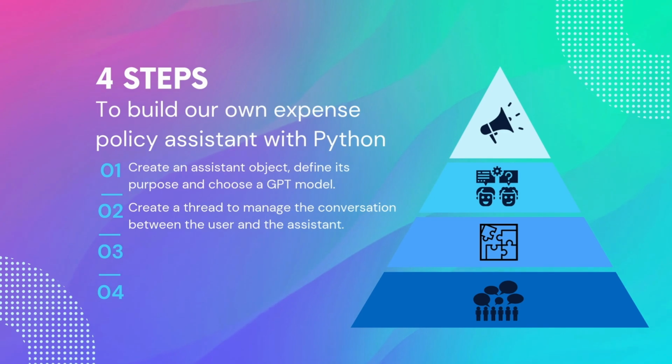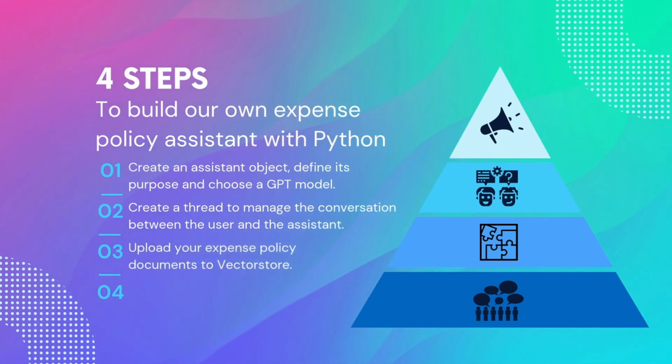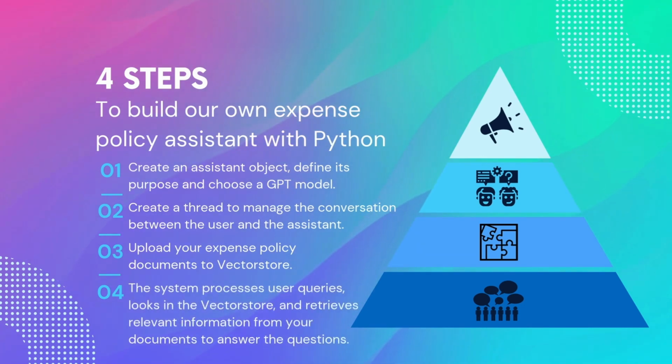This will manage the back and forth conversation between the user and assistant, keeping track of context, like a WhatsApp communication. Step number 3. Create a vector store and upload your expense policy documents. This is where your documents are converted into vectors, and remember, the barcodes, and stored for easy retrieval.